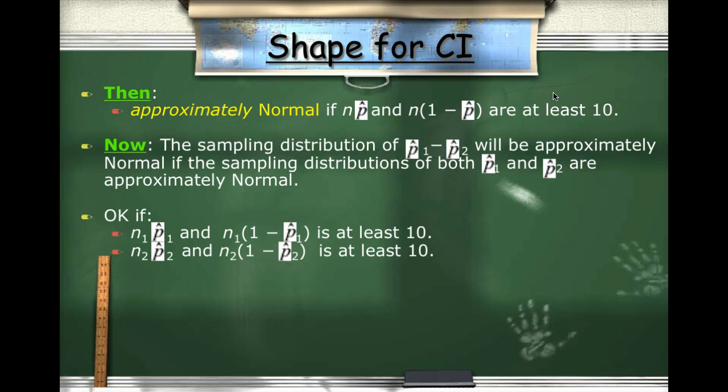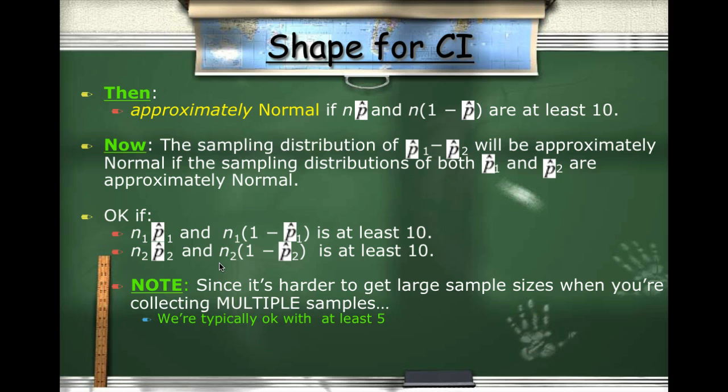Notice if I'm doing a confidence interval, I'm plugging p hat into this condition rather than a hypothesized value. Confidence intervals, you do not start with a hypothesized value, so p hat is all you have to work with. Now, when you take multiple samples, a lot of times it's harder to get a bunch of people in your study because you're splitting them up to begin with. So we typically are okay if this is at least 5. Still, the larger the better, but we tend to be okay with approximate normality as long as they're all greater than or equal to 5.